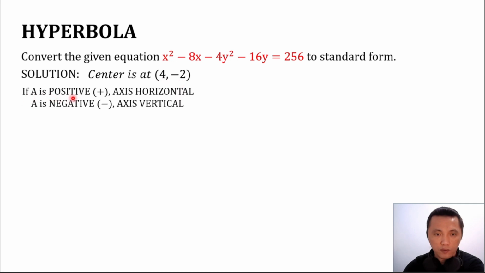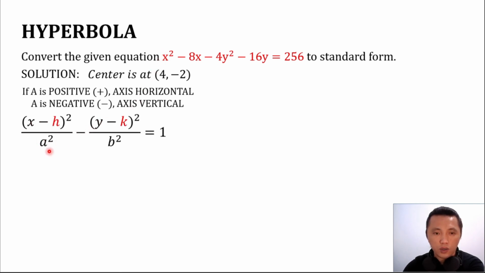If A is positive, the axis is horizontal. If A is negative, the axis is vertical. So therefore, the axis is horizontal since the value of A is 1. So you have here your equation, standard form. When the axis is horizontal, the term involving x should also be positive. Okay, so -4y. And if you remember the property of hyperbola, a squared is always paired with the positive term. We have the values of h and k, but we don't have the values of a and b.